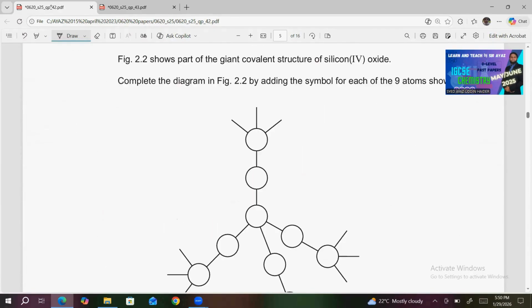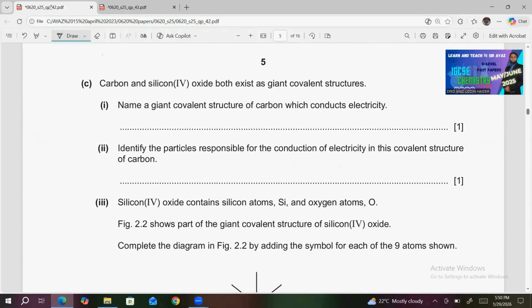Part C. Carbon and silicon 4 oxide both exist as giant covalent structures. 1. Name a giant covalent structure of carbon which conducts electricity. It's graphite. It contains mobile electrons. That's why it's a good conductor of electricity. Number 2, identify the particles responsible for the conduction of electricity in this covalent structure of carbon. Definitely mobile electrons, as I've just mentioned.